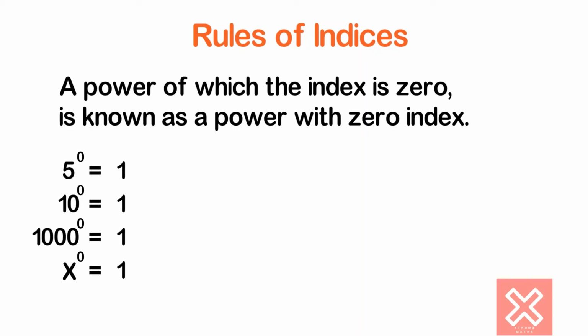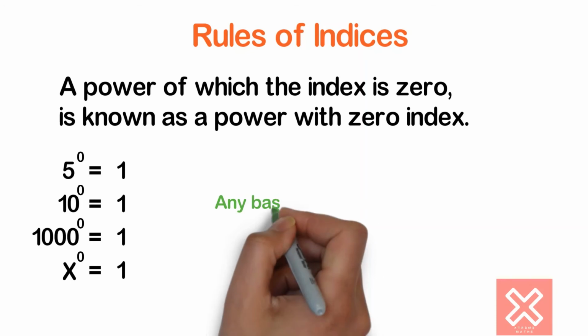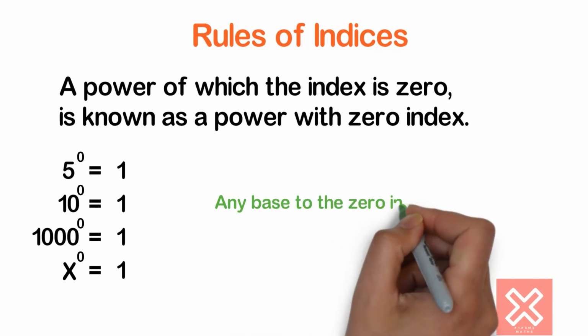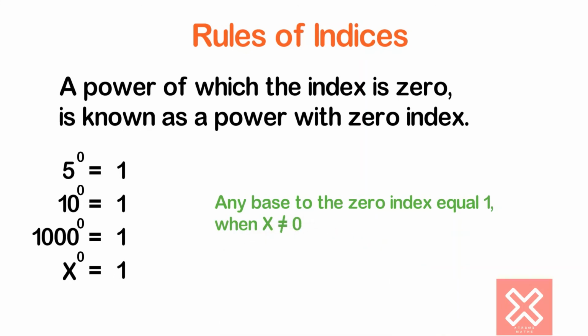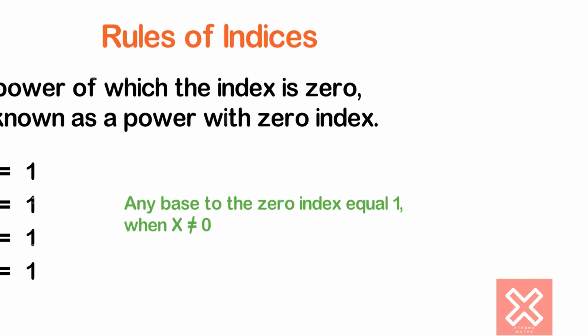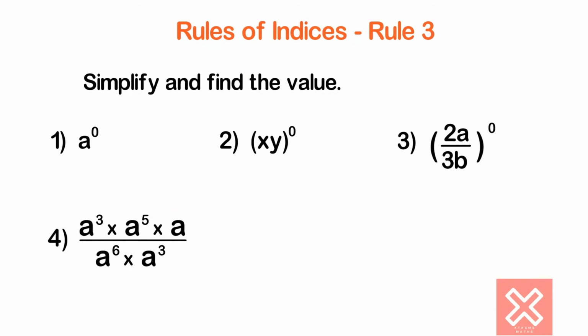So the meaning of this is like this. Any base to the 0 index equals 1 when x is not equal to 0. Let's apply indices rule 3 for the following sum. Simplify and find the value.